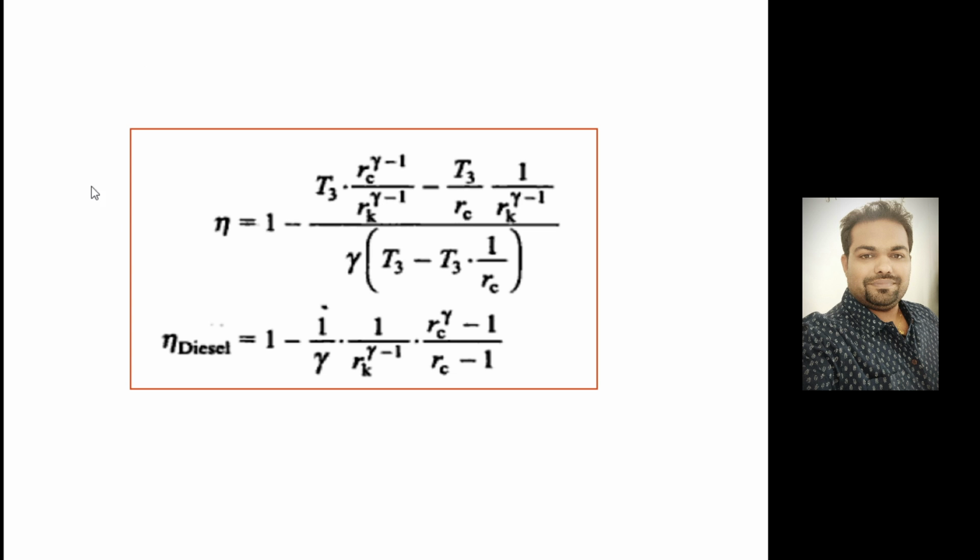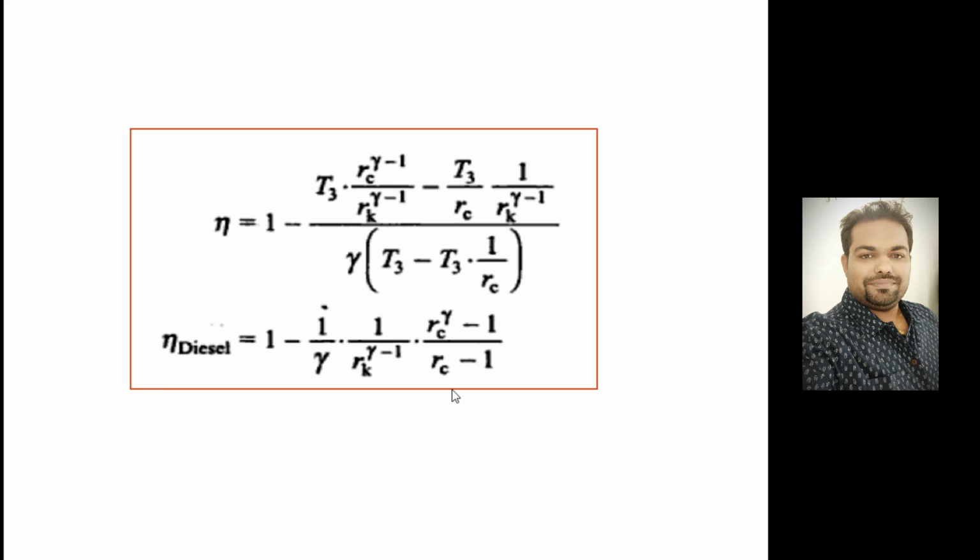If we derive the expression for efficiency, it can be given as 1 minus 1 divided by gamma, into 1 divided by rk, this is known as the compression ratio, into rc to the power gamma minus 1 divided by rc minus 1, where rc is known as the cutoff ratio. Cutoff ratio means the point where you start the fuel and the point where you cut off the supply of fuel. So fuel is getting added between process 2 to 3. The cutoff ratio is the ratio of volume at 3 divided by volume at 2, and the compression ratio is the ratio of volume at 2 divided by volume at 1, because process 1 to 2 is compression and process 2 to 3 is called heat addition.